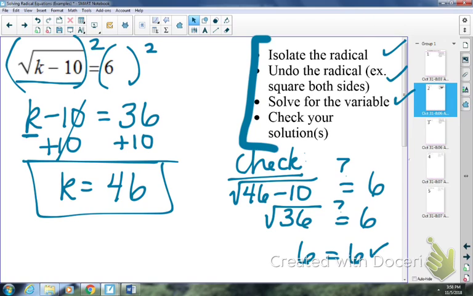Now again, I'm going to keep repeating myself. You don't have to formally write out your check step, but it does make it simpler. You can see what I'm talking about as we're going along here.